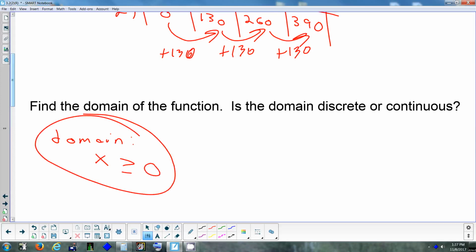Now, is this discrete or continuous? Continuous. Yes. Why is it continuous when you're eating a bar? Because you can eat half a bar. Exactly. You could eat half of a bar, a quarter of a bar, or a half an inch of a bar. You could eat any amount of the bar you want. You don't just have to eat the whole bar.